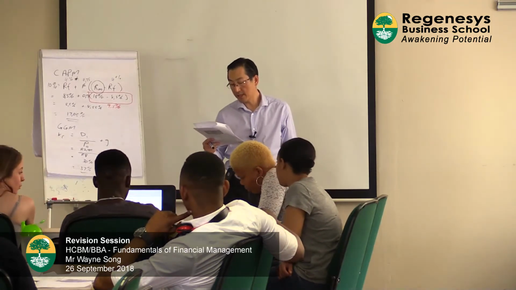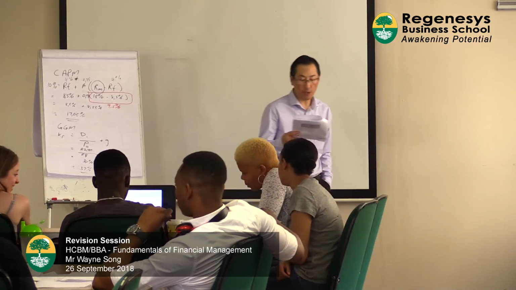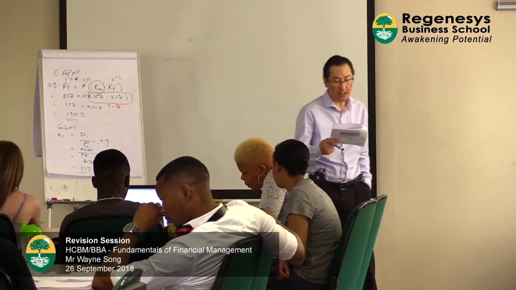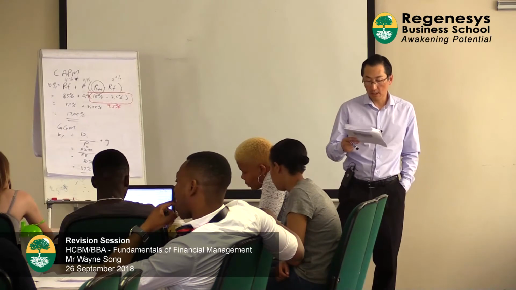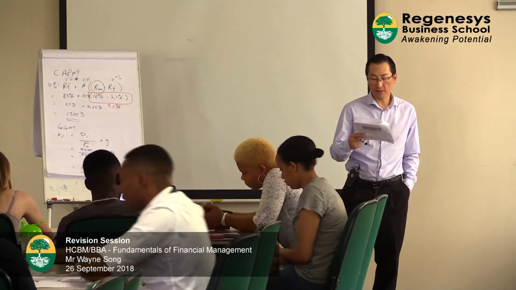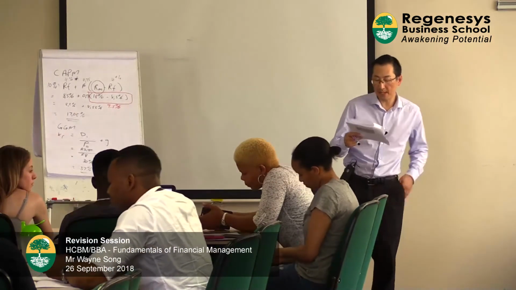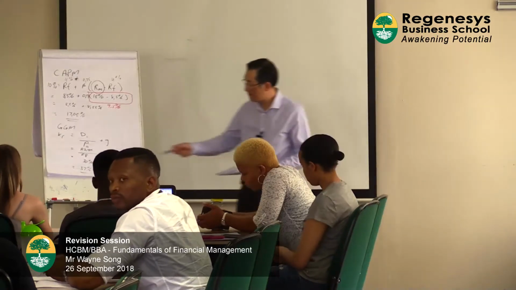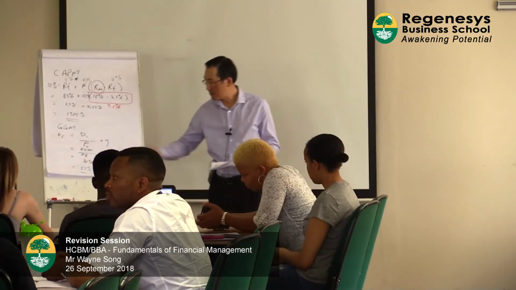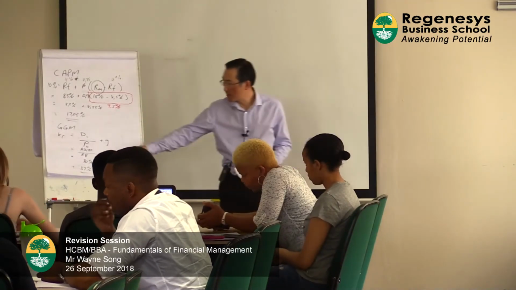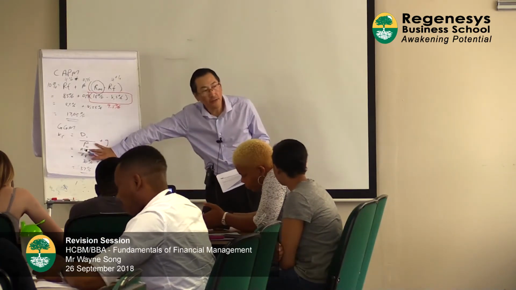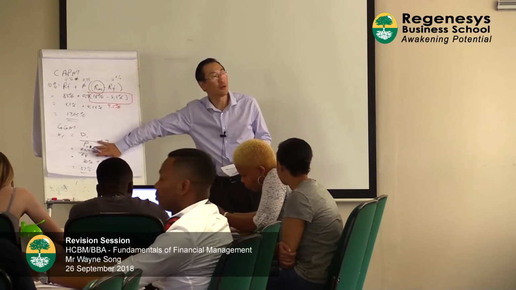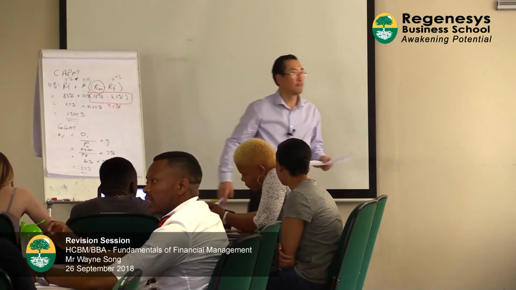Right, they tell you that XYZ expects to pay a dividend of R1.50 per share next year. Market analysts foresee a growth in dividend in stock at a rate of 5% per year. Right, 5%. So you substitute those numbers into this formula, you'll then get the cost of equity using Gordon's growth model. All right.